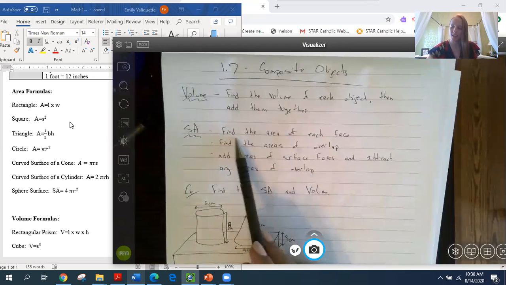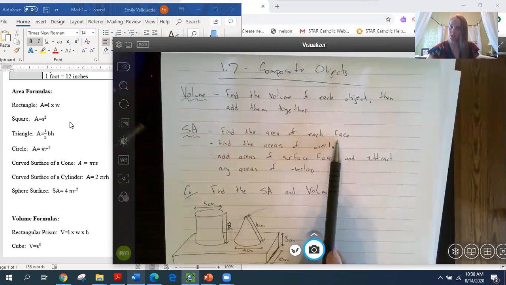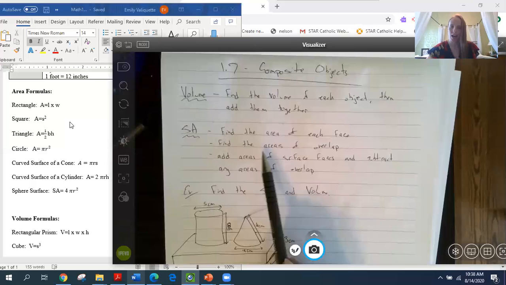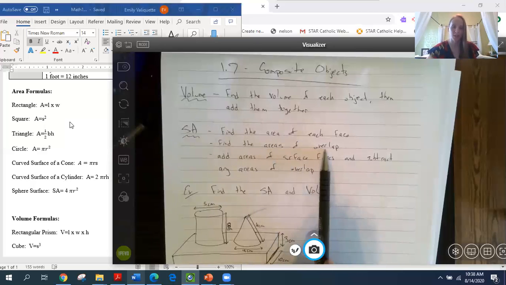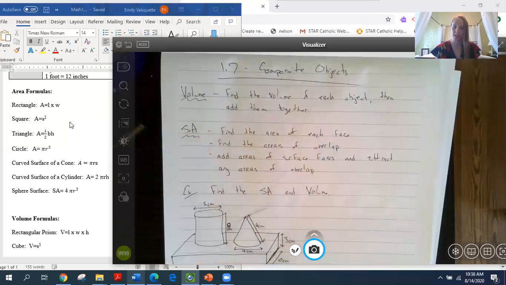You do need to find the area of each face, just like we do when we're finding the surface area of a single object. The one extra step is you also have to find the area of any areas of overlap, which are the areas where two different objects touch one another. And then to figure out the total surface area, you just take the area of all the faces and add them together and then subtract the areas of overlap.